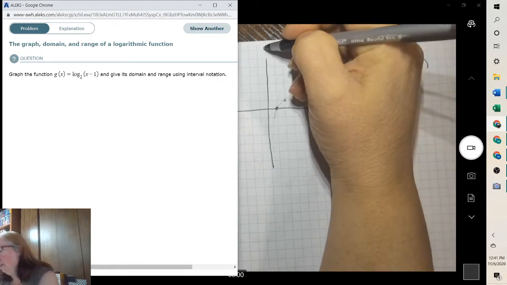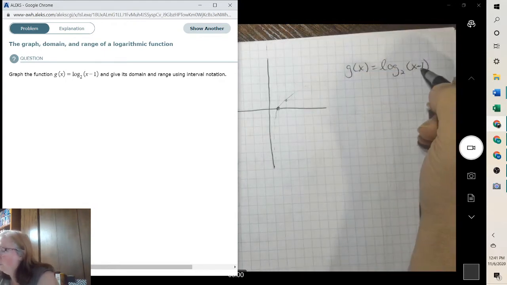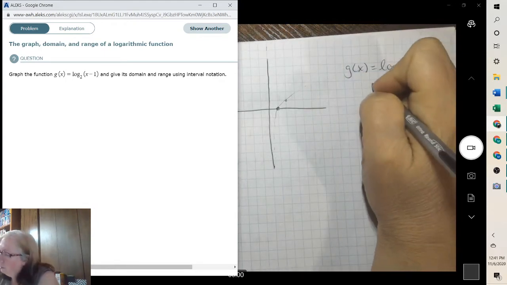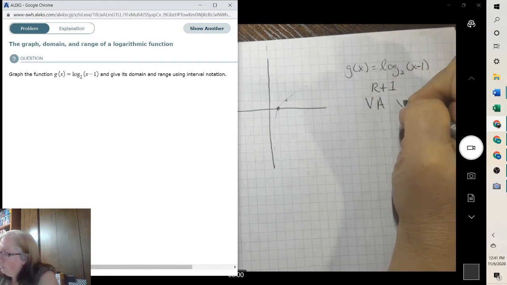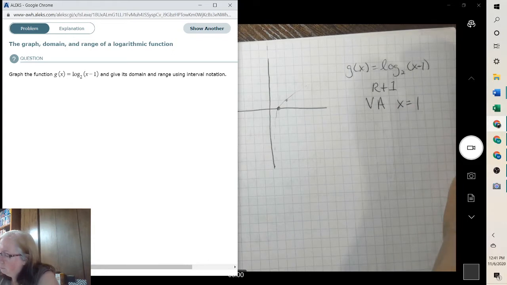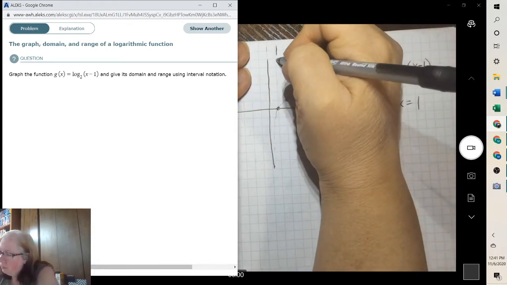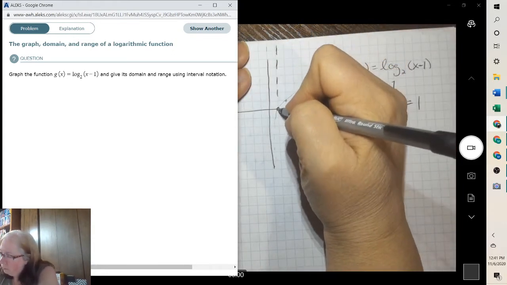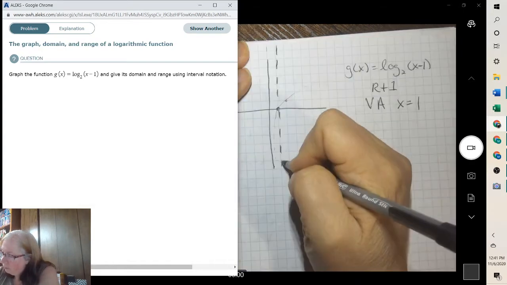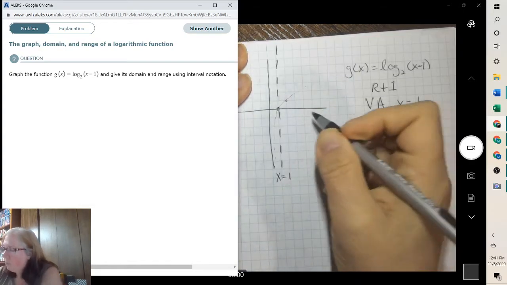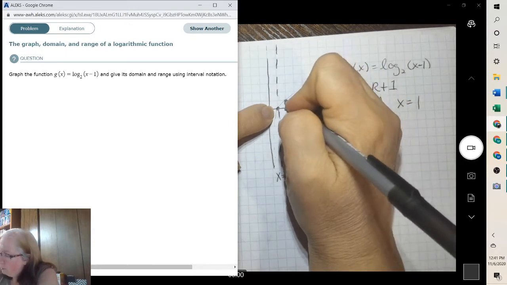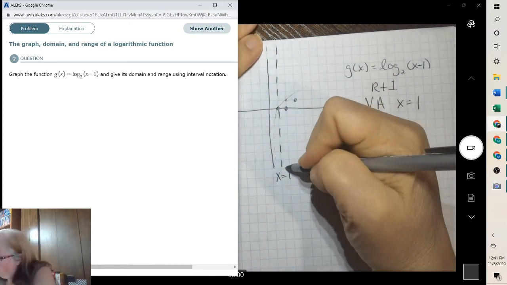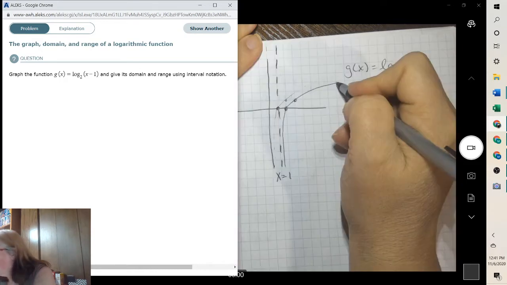It has an asymptote at 0, but we're moving right 1. So the vertical asymptote will be at x equals 1. So we will have an asymptote here. And then this is going to move right 1. This will move right 1. And our line will be there.